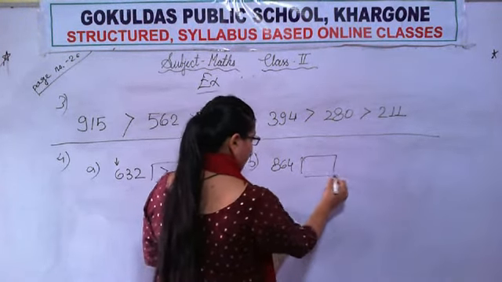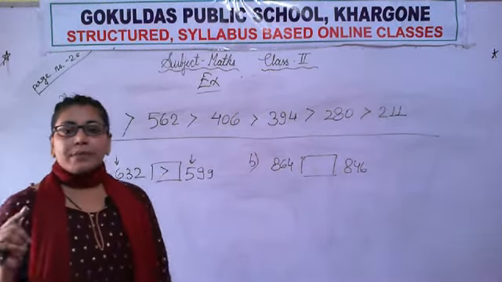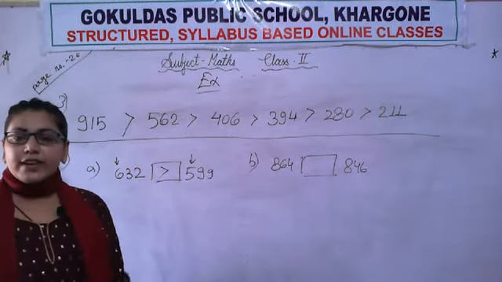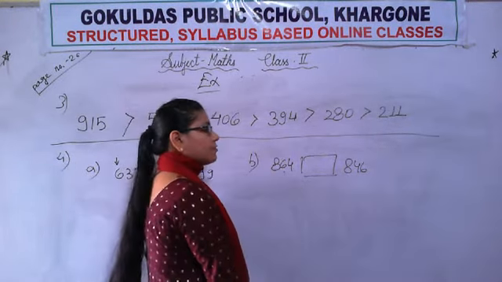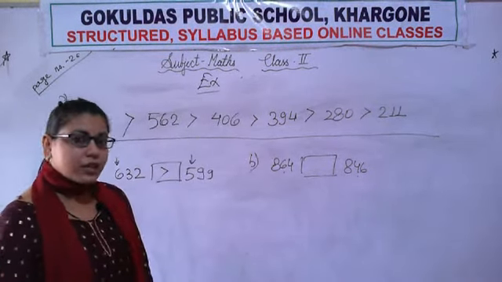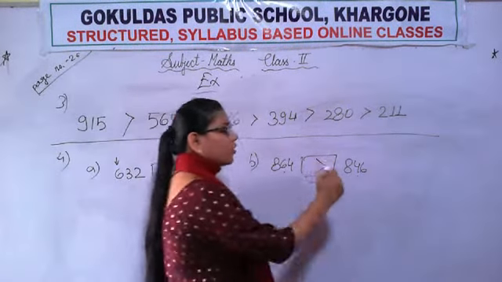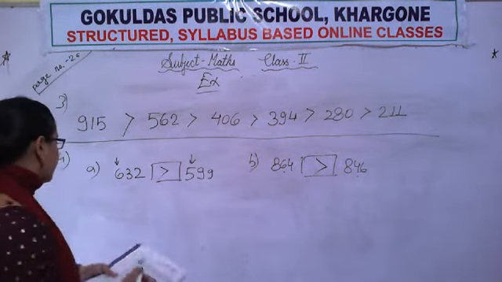Now B. 864 and 846. Both the numbers have the same hundreds place value, 8. So we'll check the tens. Here 6 is the tens place value and here 4 is the tens place value. So which one is greater? 6 or 4? 6. So we will put the greater than sign here. Now C.